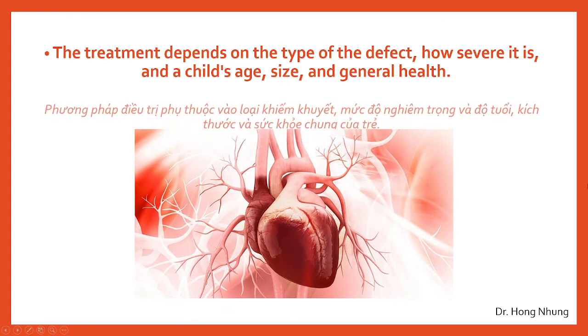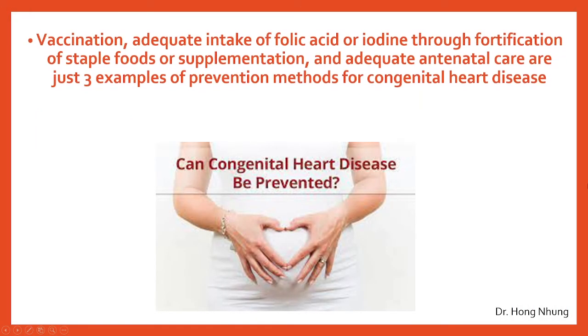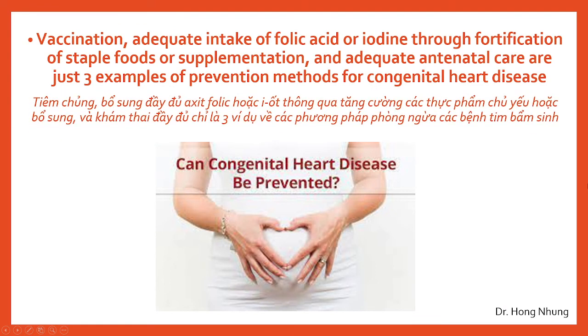The treatment depends on the type of the defect, how severe it is, and a child's age, size, and general health. Vaccination, adequate intake of folic acid or iodine through fortification of staple foods or supplementation, and adequate antenatal care are just 3 examples of prevention methods for congenital heart disease.